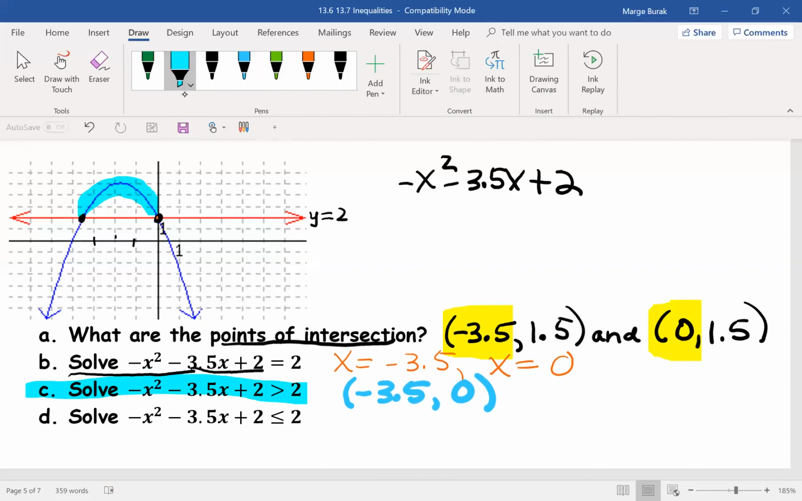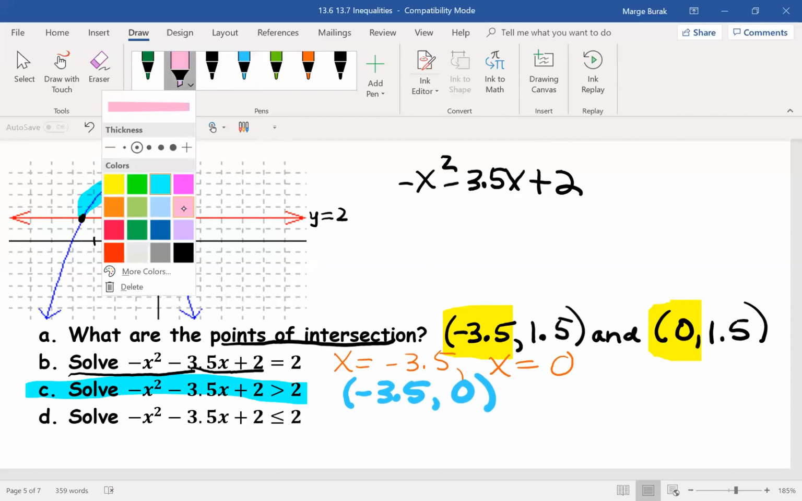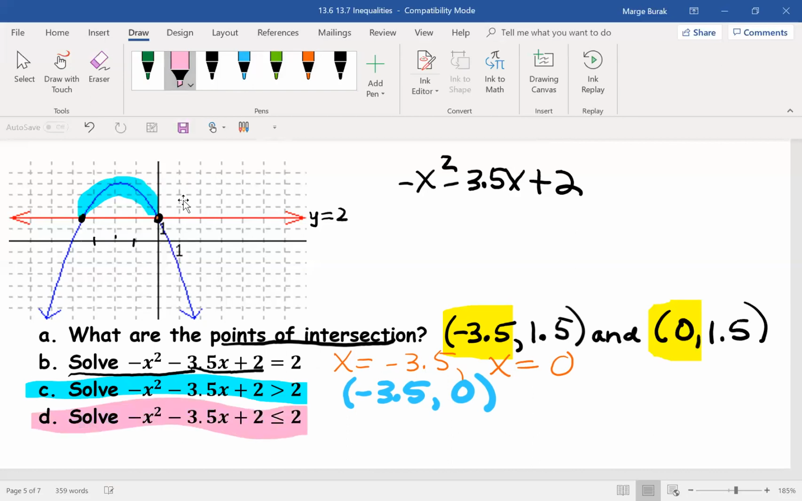And then let's get a different color and do less than or equal to 2, and that's going to be these guys. So that's going to be on the outskirts of my two key points. So I'm going to start with negative infinity and go all the way to negative 3.5. Oops, it's equal to, so I'm going to have to make that a bracket, union.